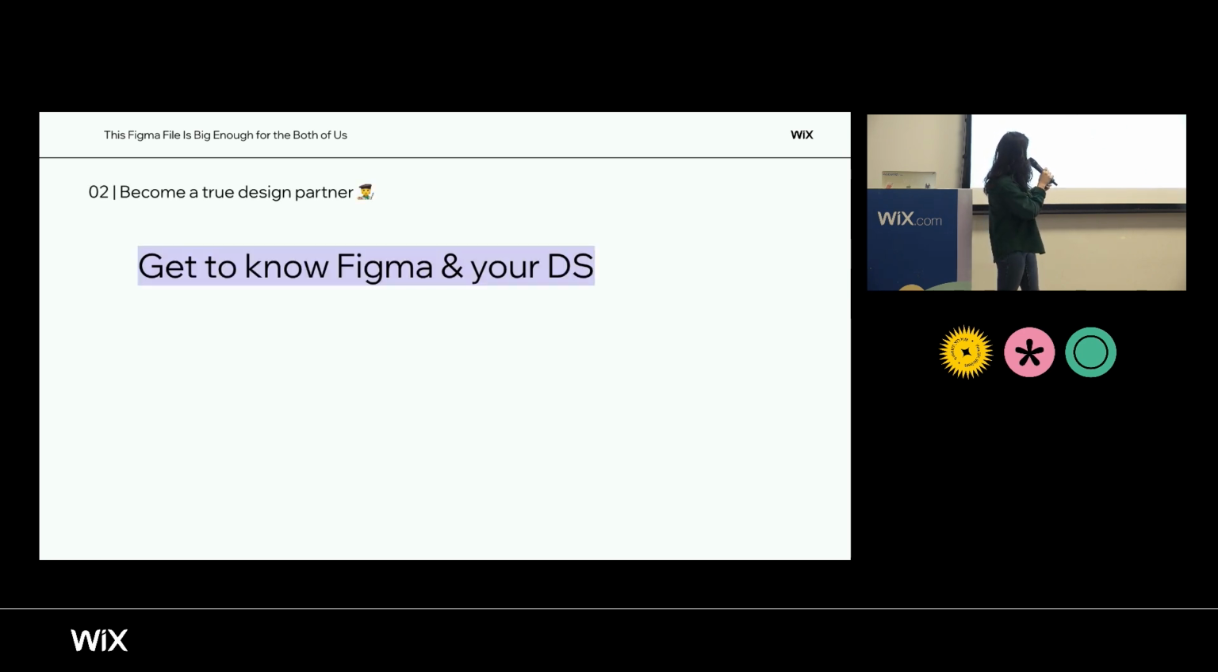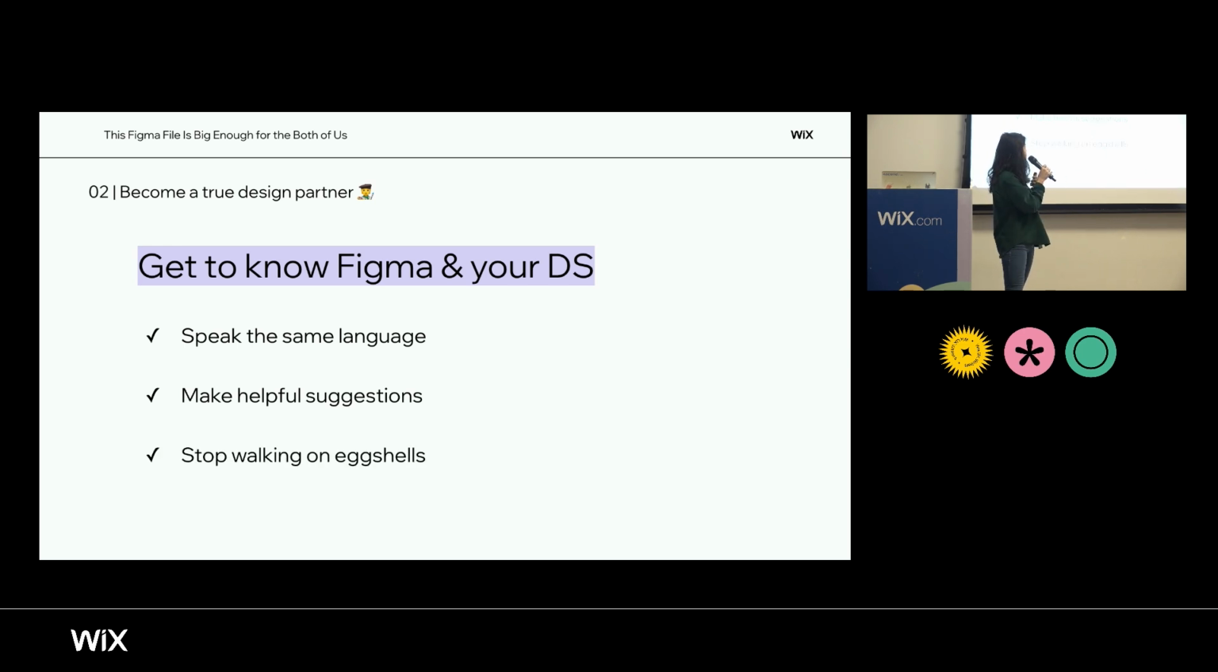So first of all, get to know Figma and your design system. I think getting to know Figma is kind of obvious in a sense, right? Because if you know Figma and you know how to use it, then you don't break things, and it can be easier to collaborate with you. But also, it helps you speak the same language. It also helps you make helpful suggestions, and we'll see that in a second. And it helps you stop walking on eggshells, right?